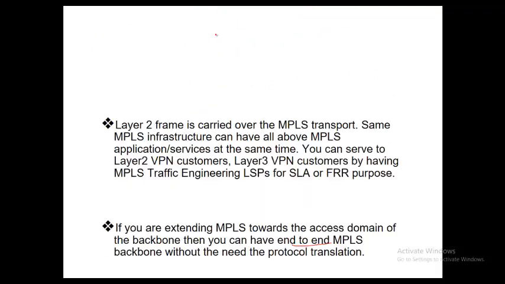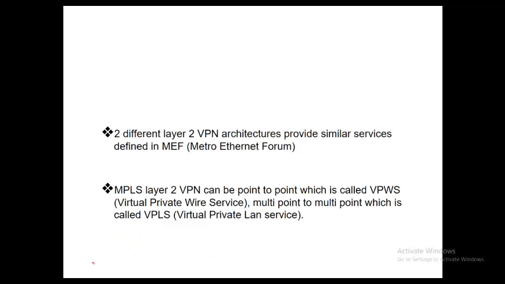Basically, it's another way of explaining layer 2 VPN. So two different layer 2 VPN architectures provide similar services. Metro Ethernet is one layer 2 VPN architecture. Layer 2 VPN can be point to point also. This is Metro Ethernet, meaning kind of point to point.